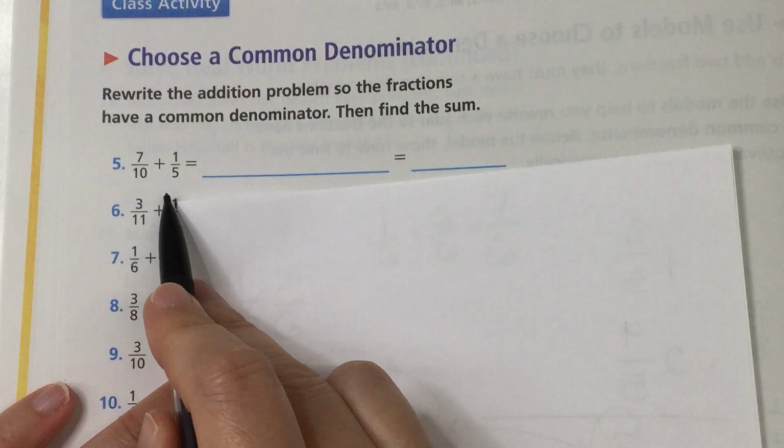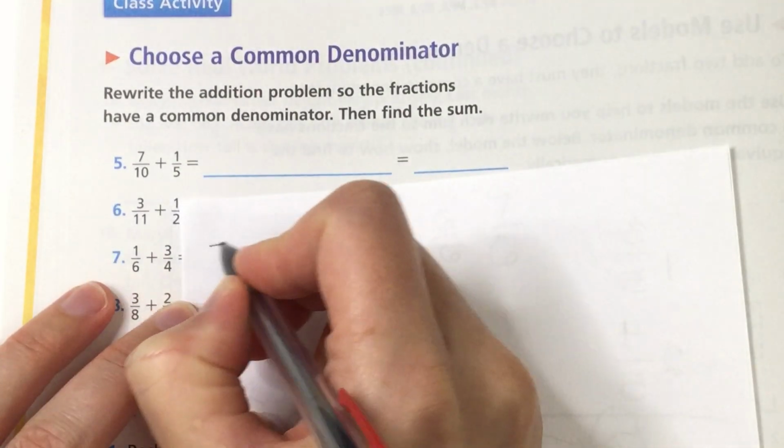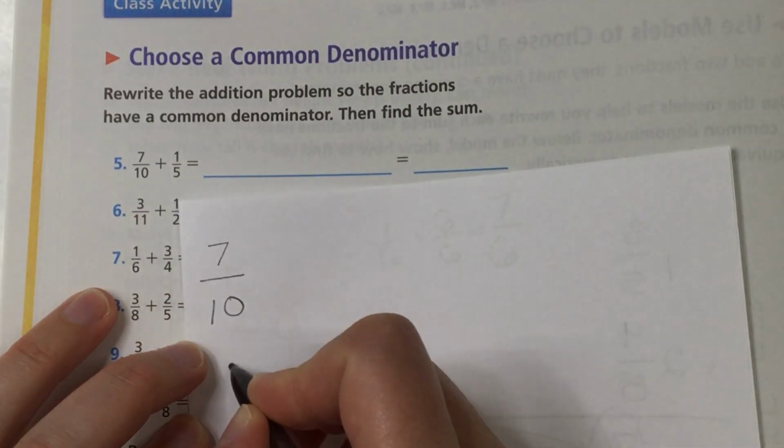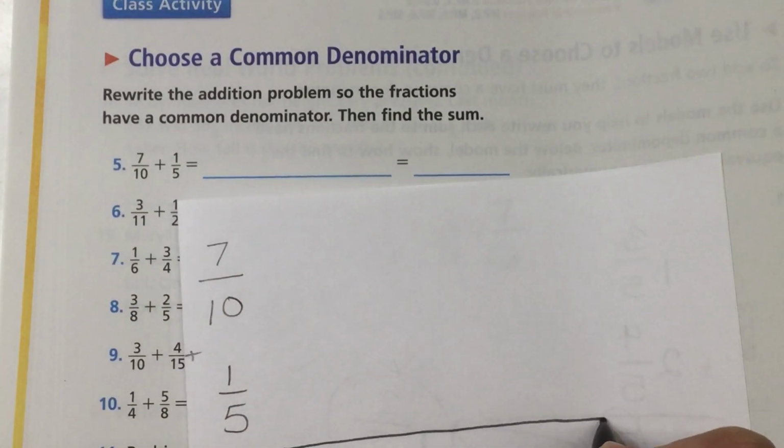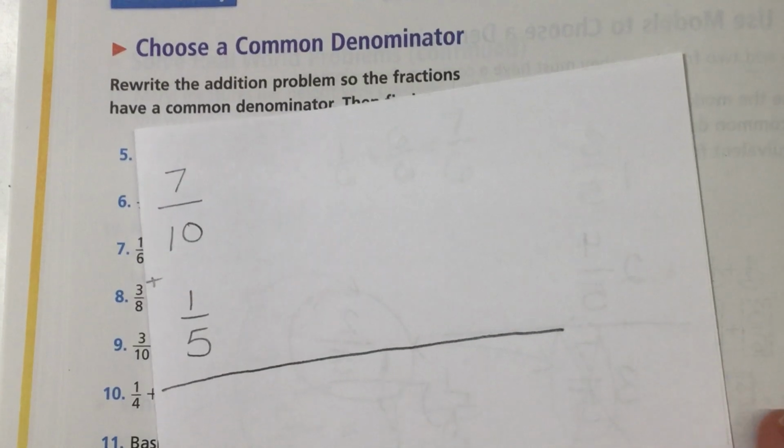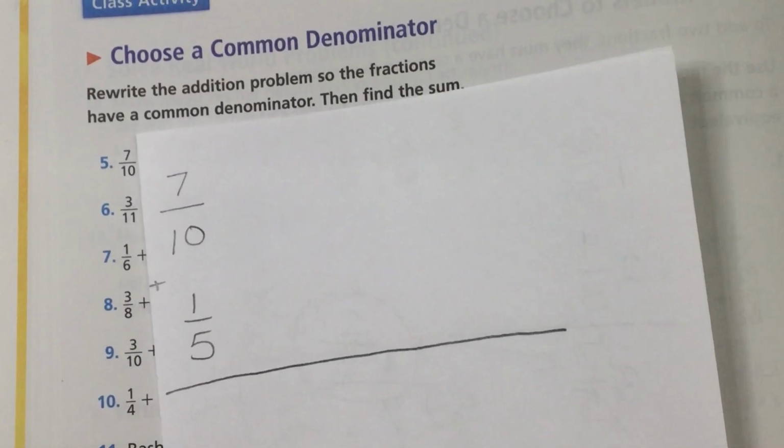So let's check out number 5. 7/10 plus 1/5. I want you to set these up like this. Yes, it's going to take up a little more space on your paper. Yes, you'll have to write with your pencil. Oh no.